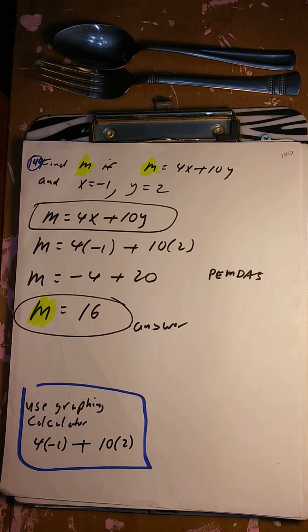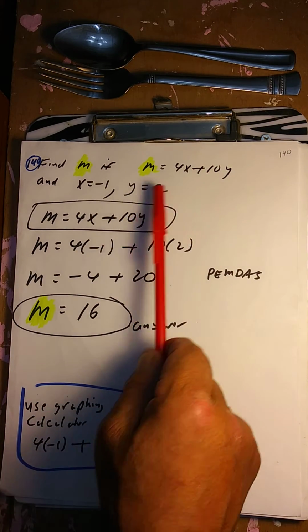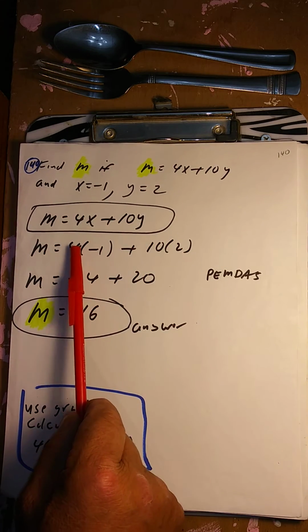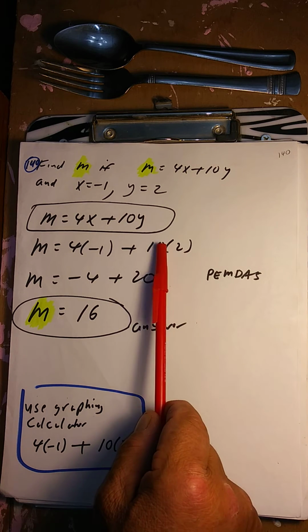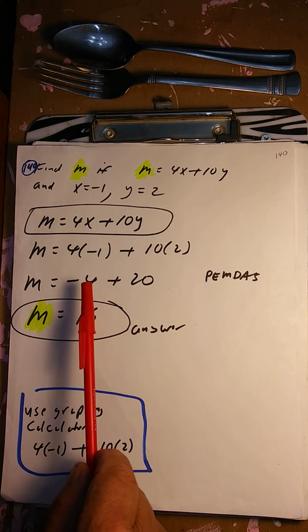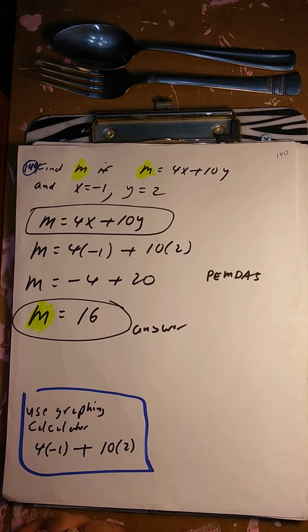Another one. Find m. If m is this formula right here, you know x is negative 1, y is 2. Put them in there. So put the negative 1 there. Put the 2 in there. A negative times positive is a negative. Positive times positive is a positive. So you have negative 4 and 20. So 20 minus 4 is a positive 16. Or use your graphing calculator if you want.